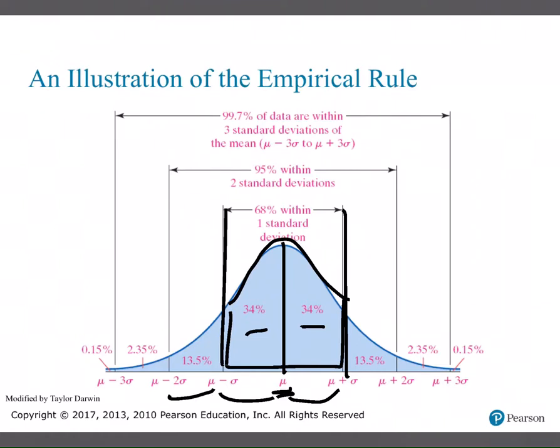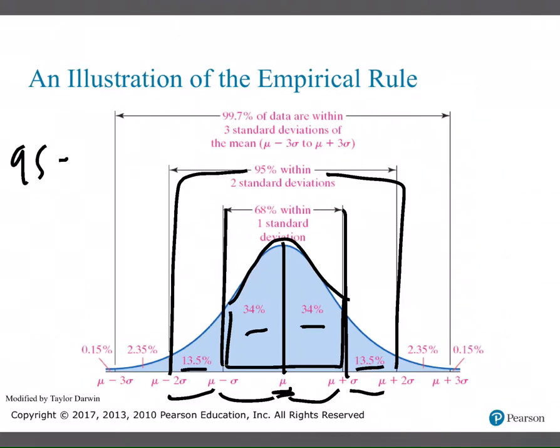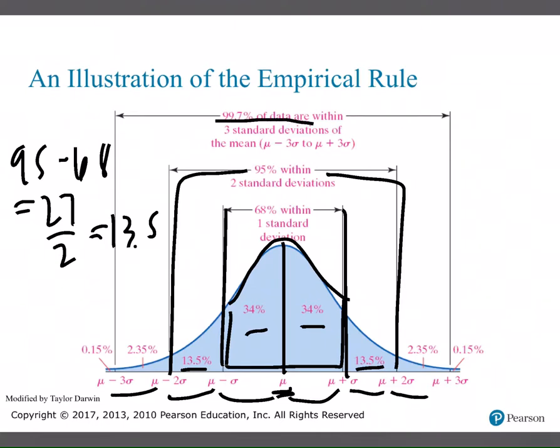If you go within 2 standard deviations of the mean, 95% of your data lies within 2 standard deviations of the mean. Well, how do I get these 13.5 numbers? Well, we've already used 68, so 95 minus 68 would give us 27, and there's 2 of them, so 13.5. You get the same for the 99.7. That amount of data lies within 3 standard deviations of the mean. Subtract that from 95, divide by 2. That's what each of those is.